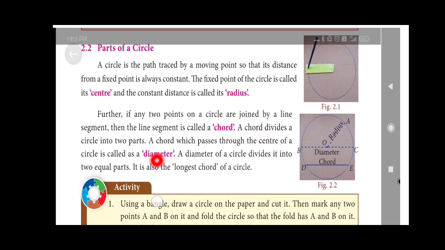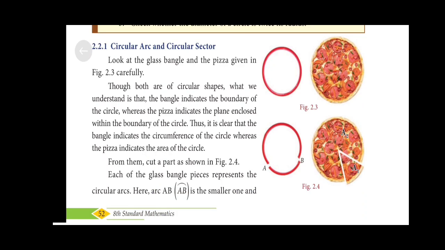Then diameter. You know that a chord which passes through the center of a circle is called a diameter. The longest chord is also called the diameter. So which passes through the center. Only one you can see. The diameter only can pass through the center, BC. Here also you can join from this point to here, from north to south we can join. The line which passes through the center is called diameter. Understand?